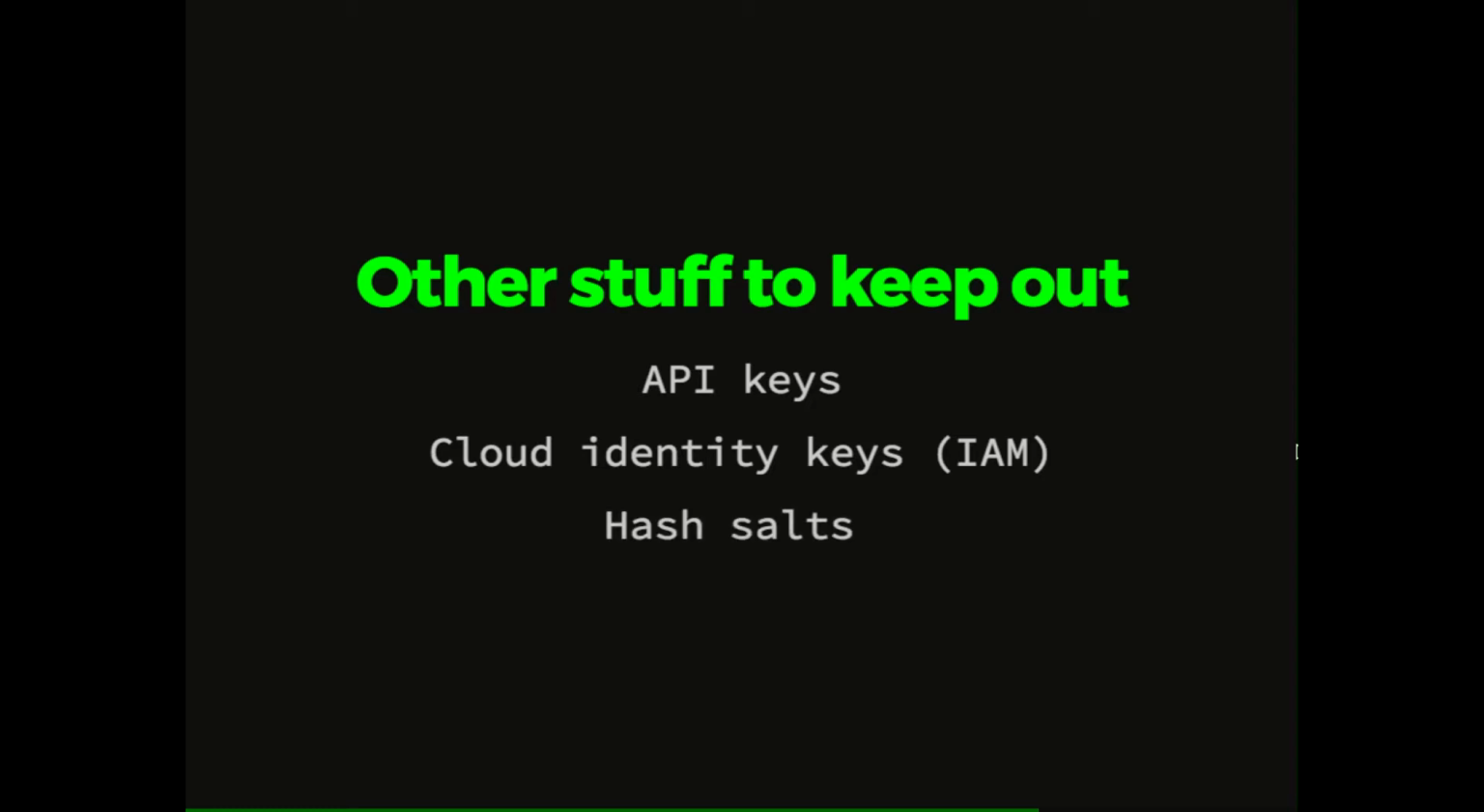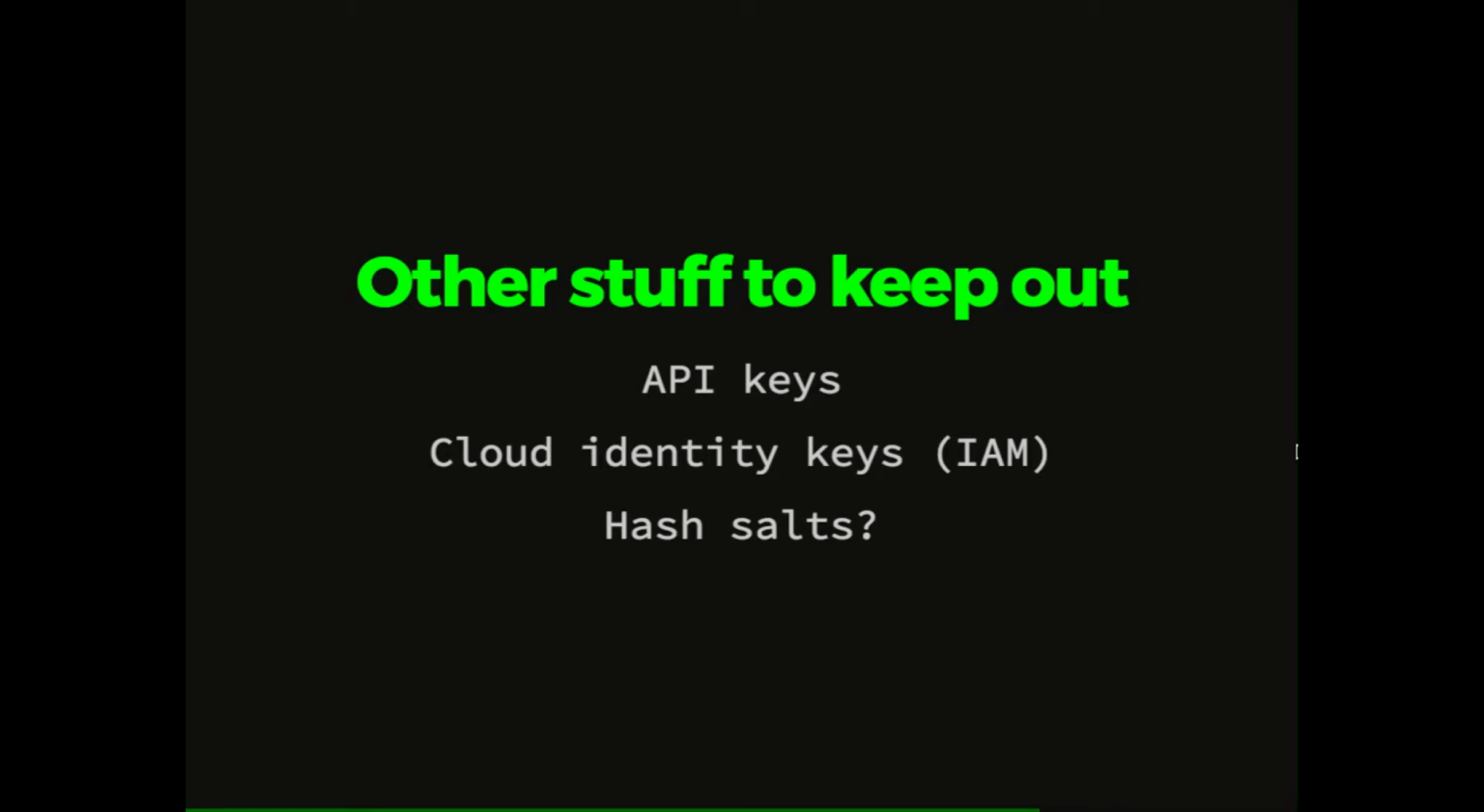And we don't really want to do that because the old axiom still holds true. We never want to put the database login in our repository. There are other stuff we might want to keep out. Like we might want to keep out API keys or cloud identity keys like an Amazon IAM account. Hash salts maybe have a security argument for not keeping those inside of a repository.